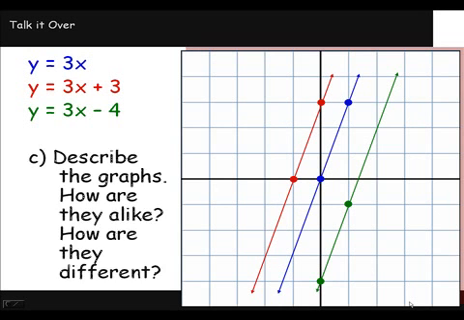How are the graphs alike? Well, they all have the same slope. They have the same steepness in the graph. How are they different? They all have different y-intercepts. So parallel lines have to have the same slope but different y-intercepts. That way when we graph them, they won't be on top of each other. They won't intersect each other. They'll be parallel.